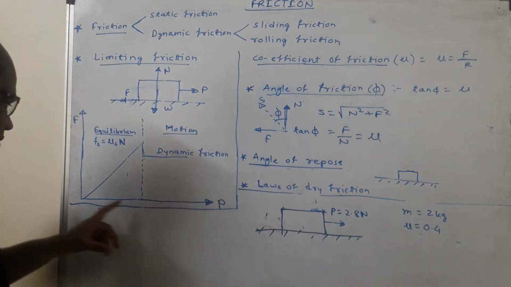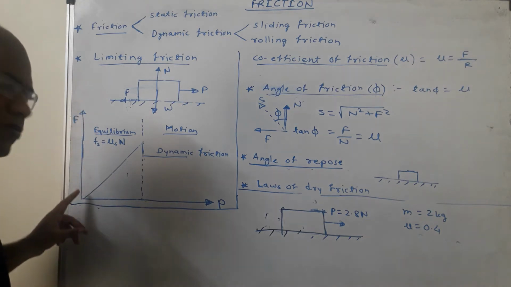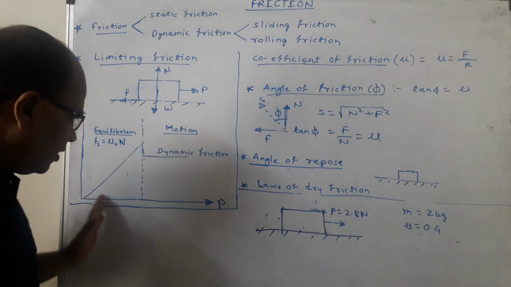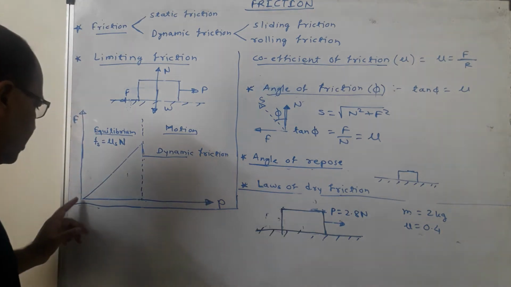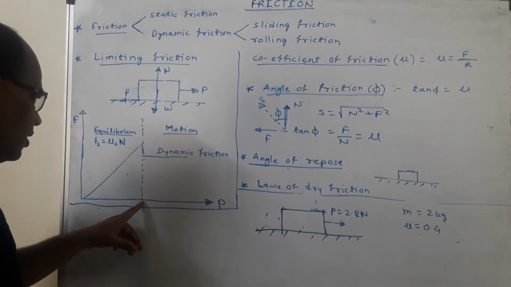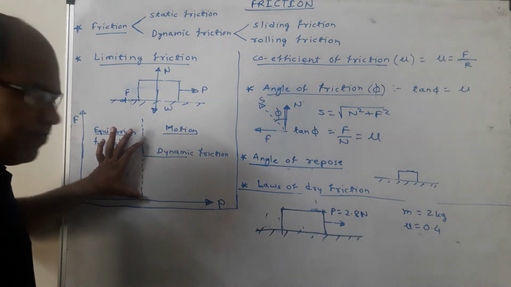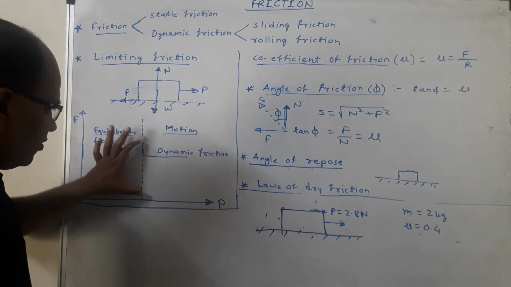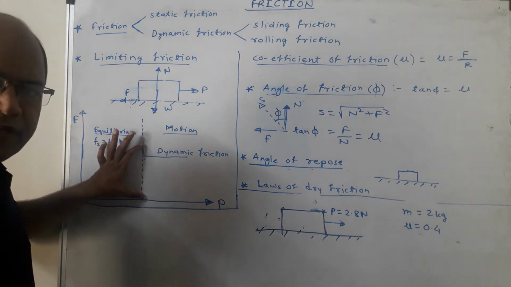When the applied force is 0, the frictional force is also 0. And if I increase the applied force P, the frictional force also increases. At a certain value of applied force P, the frictional force becomes maximum. And this maximum value of frictional force is called limiting friction.